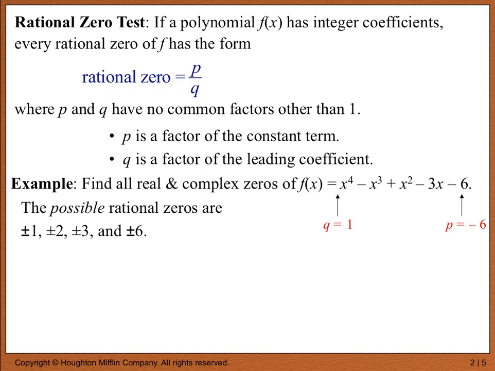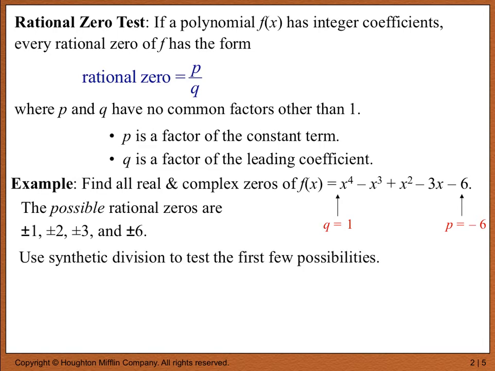We know that plus or minus 1, plus or minus 2, plus or minus 3, and plus or minus 6 are all possible rational zeros according to the rational zero test. Now we need to test each of those possible ones to see which ones work, and that's where we're going to use synthetic division. Alright, so we use synthetic division to test the first few possibilities.